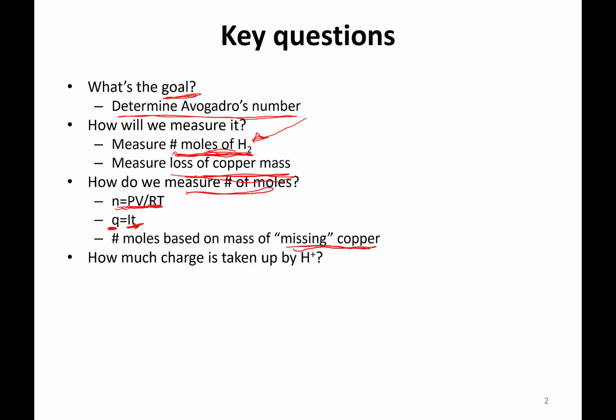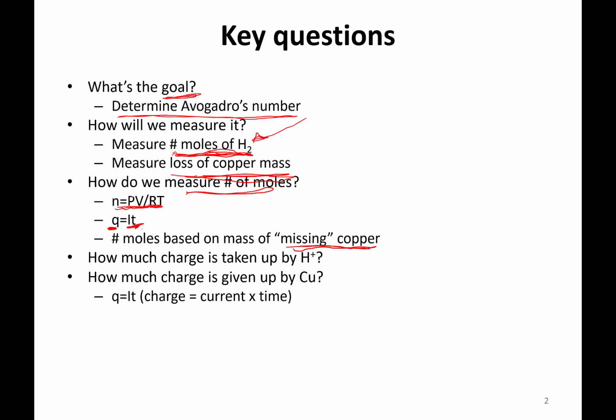So as I've mentioned, how much charge is taken up by the H+ in order to form the hydrogen gas, how much charge is given up by the copper in order to form Cu2+, and that's figured out, we know that, as I mentioned, by the charge being equal to the current times the time.